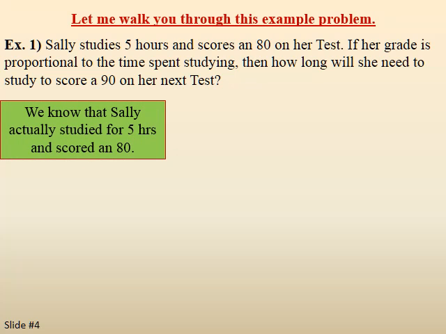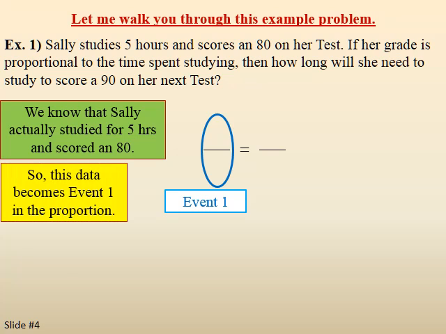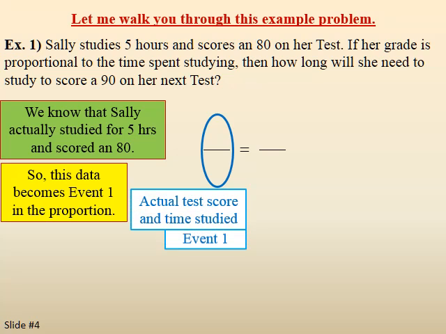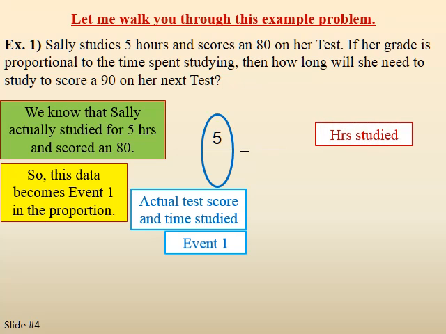We know that Sally actually studied for 5 hours and scored an 80. That's my event 1 because they go together. 5 hours studying, got an 80 score. So event 1 is actual test score and time studied. I'm going to put hours on top and the score on the bottom. It doesn't matter which way you go. But since I set it up this way, hours on top, score on the bottom.